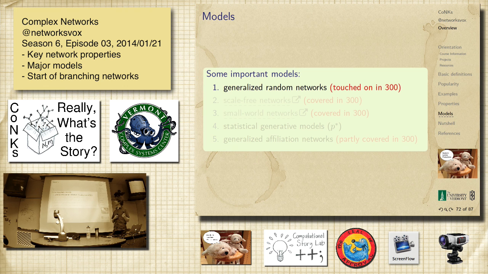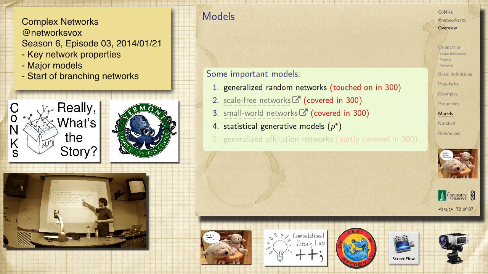Let me just zip through these guys. We don't really need to go over this, actually, because, as I've said, generalized random networks, we'll dig into these later on. These are going to be great fun. Scale-free networks we've talked about. Small world networks we've talked about. These guys we have mentioned very much in passing.